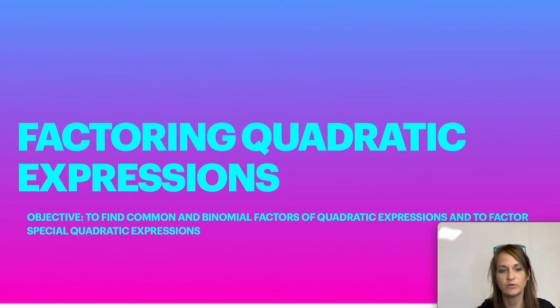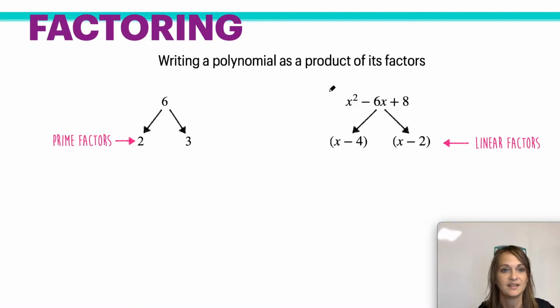In this video, we will be finding common and binomial factors of quadratic expressions and factoring special quadratic expressions. When you factor, you can write a polynomial as a product of its factors. For example, if you had the number 6, then you could write it as a product of 2 and 3. This is what you would call prime factors. You can do the same thing with a quadratic expression as well.